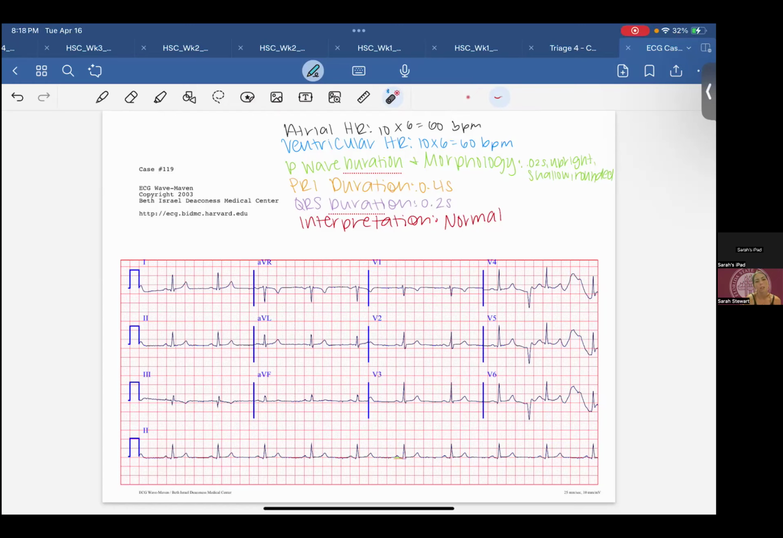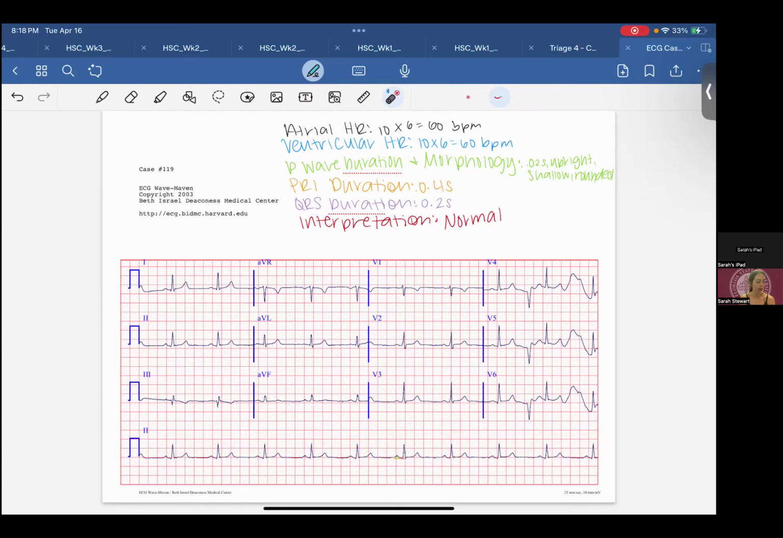The ventricular heart rate's super similar. We count the QRS waves, and we have 1, 2, 3, 4, 5, 6, 7, 8, 9, 10 of those as well. Multiply that by the same 6 for the same reasons, and we get 60 beats per minute.